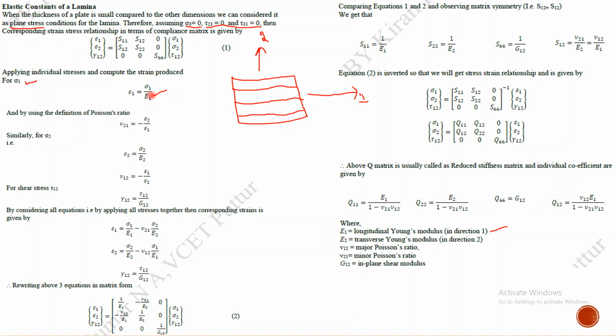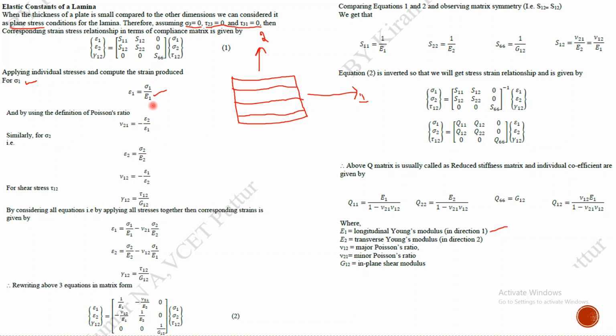So in terms of strain, epsilon 1 is equal to sigma 1 divided by E1. And by using the definition of Poisson's ratio, which we have also seen in unit 1, nu 21 is equal to minus the strain in direction 2 divided by the strain in direction 1. So a negative term will exist here.